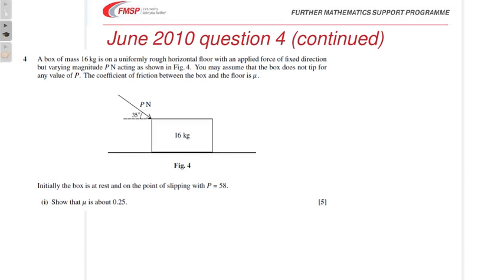For this bit, we've got to show that mu is about 0.25. That's where we're going for this part at the bottom. We know that P is 58 and it's on the point of slipping, it says. So let's just draw friction on here like this. And we know if it's on the point of slipping that this frictional force is mu R, where R is the reaction, and this is the weight, 16g.